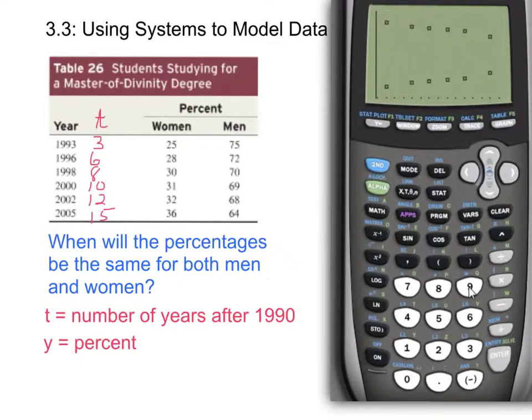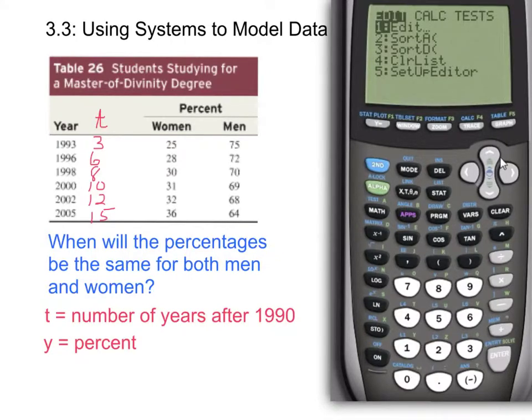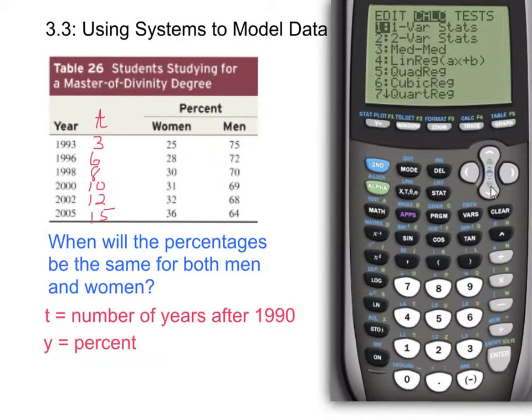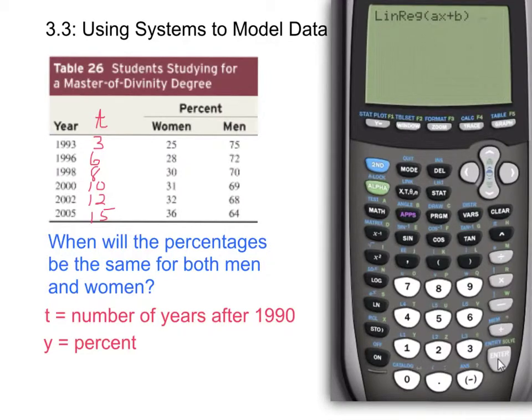Now, once we get our scatter plot, we'll push the stat key, then go over to calculate, go down to linear regression, ax plus b, and hit enter. If we don't enter anything in here, it assumes that we're using L1 and L2 for our x's and y's. That will work for the women's data. So we'll just hit enter, and we can see our equation. We'll keep that in mind, because we'll write that down in just a minute.